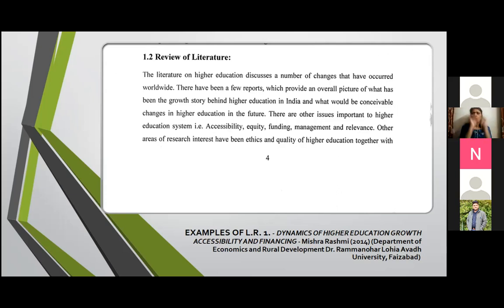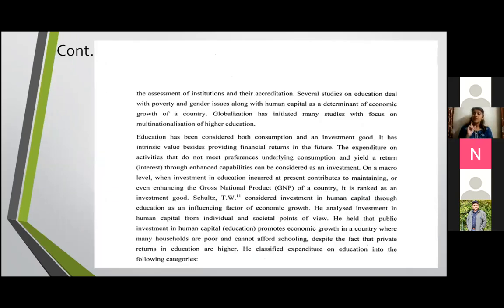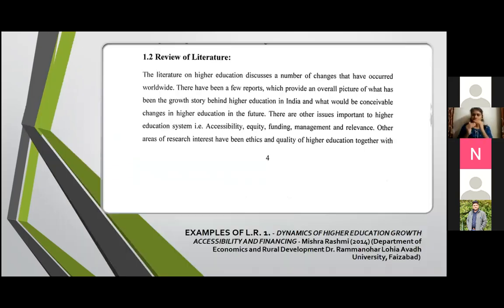So I've taken this literature review example from Dynamics of Higher Education Growth, Accessibility and Financing. So here what Mishra has done is, initially she started off by giving an introduction. The literature on higher education discusses so and so. She didn't directly start off with naming the article itself. She is writing the literature review in a flow. She's not separately mentioning the name of the article that she's reviewing.